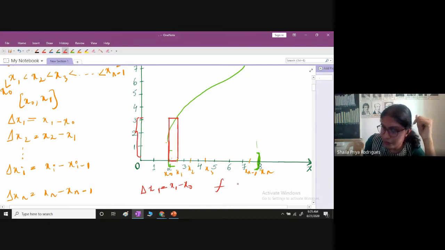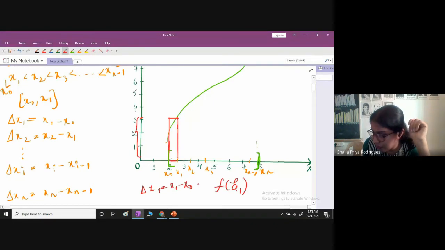I'm asking, if I choose any value in between, you call it xi1. Xi1 is a value between x0 and x1. Now, if I find out f of xi1, is that value same as f of x1?